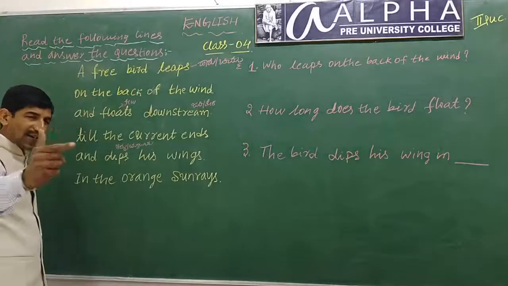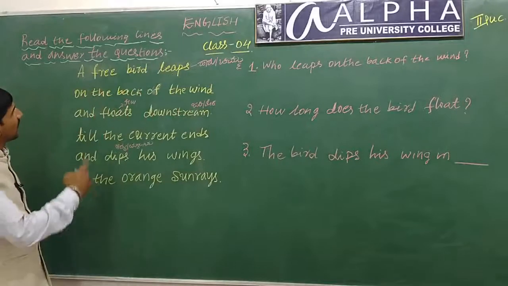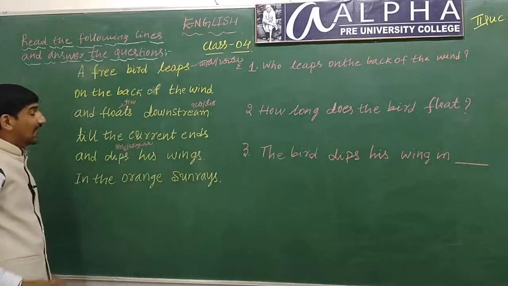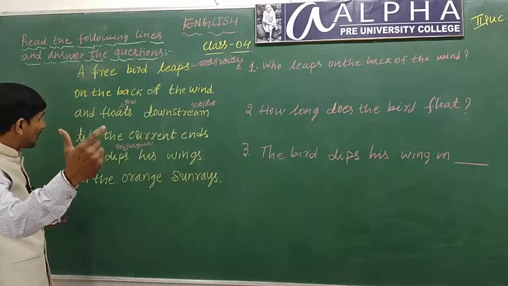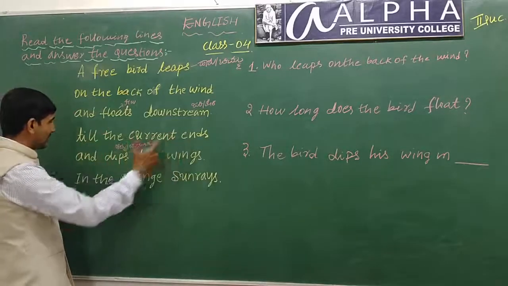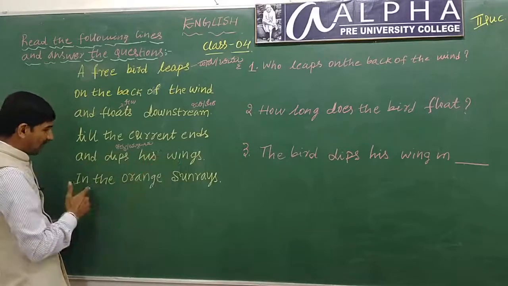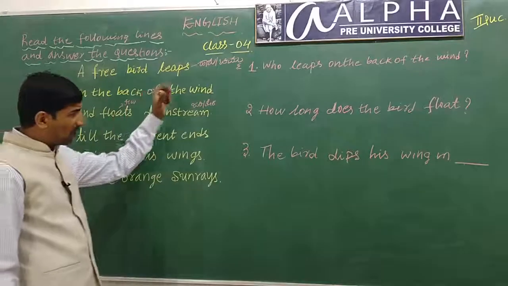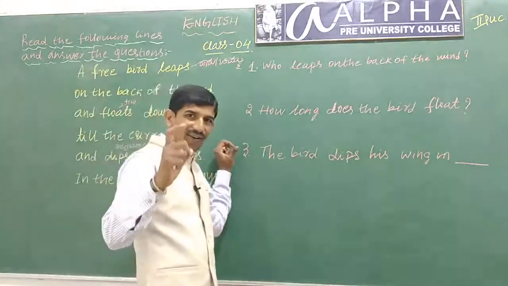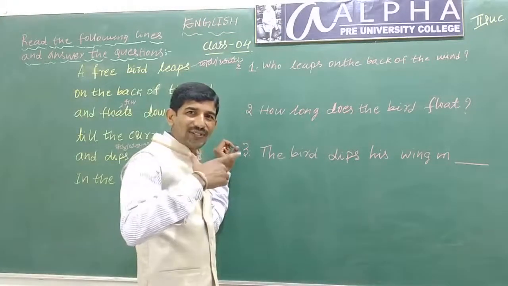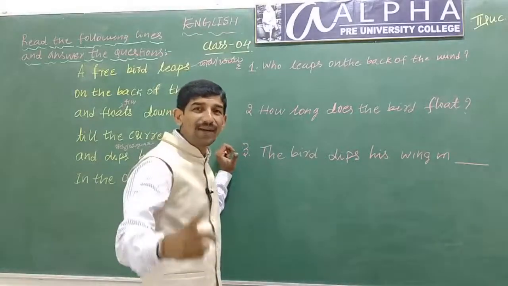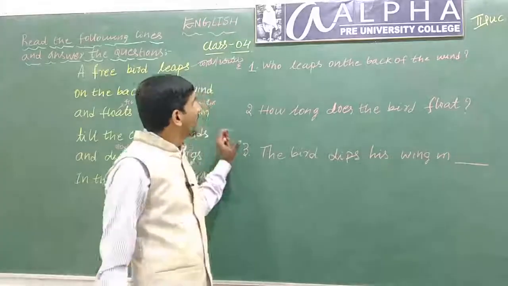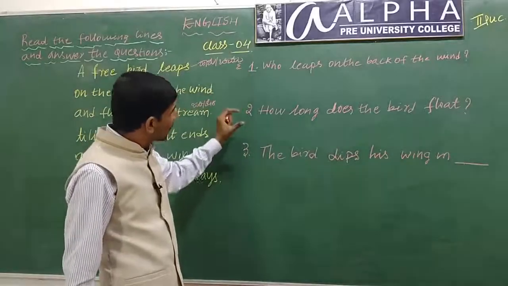Once again, I am reading the given sentences. A free bird leaps on the back of the wind and floats downstream till the current ends and dips its wings in the orange sun rays. Here, we have 3 questions. Already I have explained these questions are asked for 3 marks. You have to write the answers for 3 marks. Here we have 3 questions.